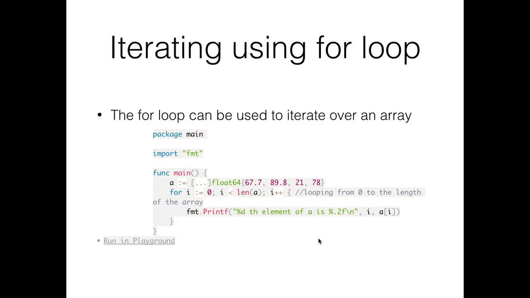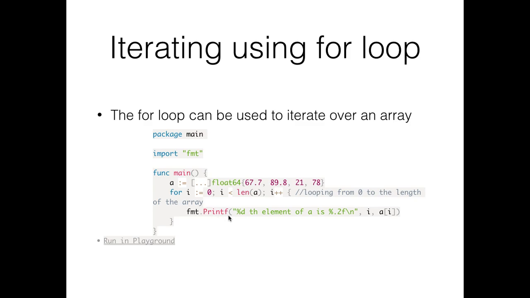Iterating over arrays using a for loop. Arrays can be iterated by using a for loop. If you have a look at the main function here, you have an array A of type float that has 4 values, and then you have a for loop with index i equals 0, i less than length of A, and i plus plus, and then you are printing the index and the value at the index. We are using printf here.